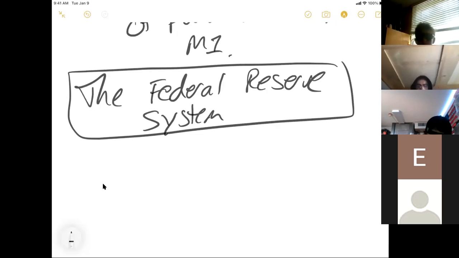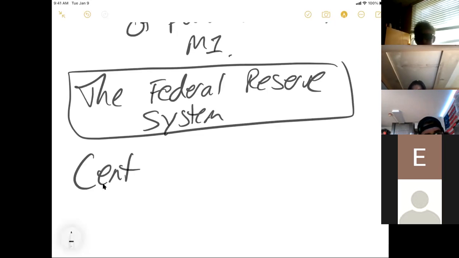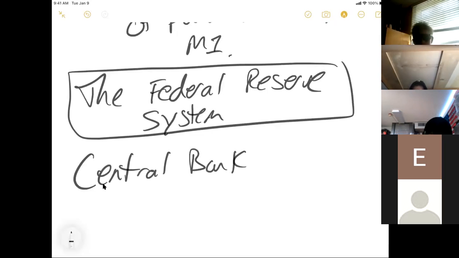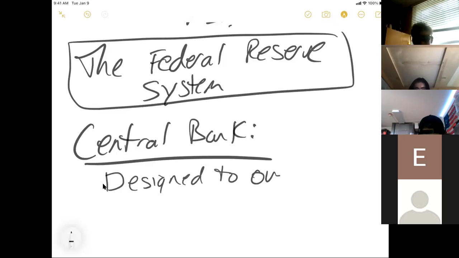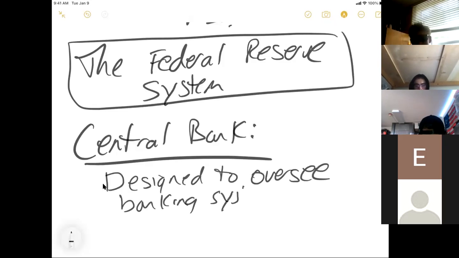Because now that we've established that the Fed has power and how they control the money supply, we need to figure out a little bit more about how the Fed actually works. Okay. What is the Fed? The Fed is a central bank. All right, what is a central bank? Well, a central bank is essentially designed to oversee the banking system and regulate the money supply.